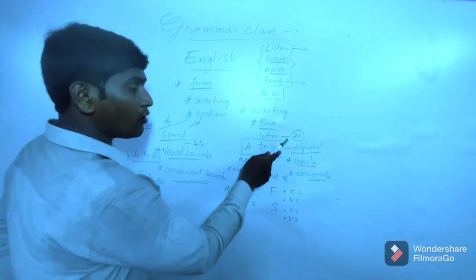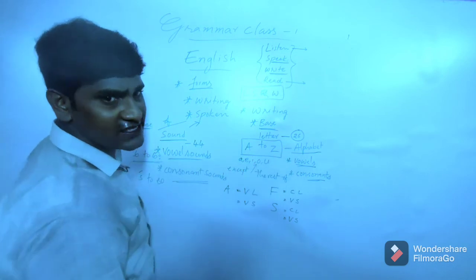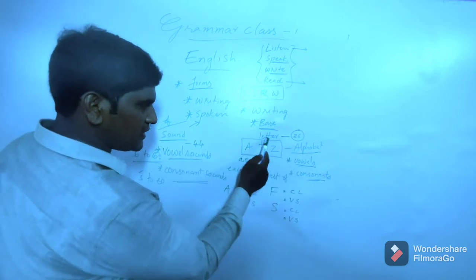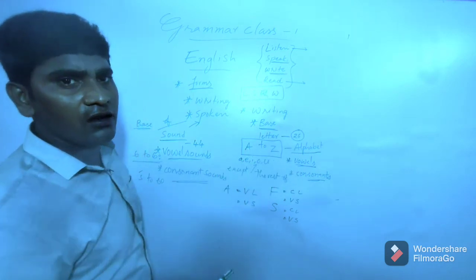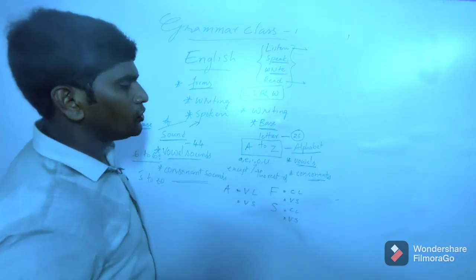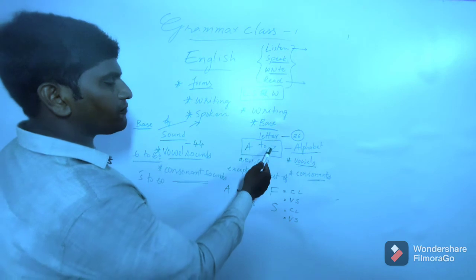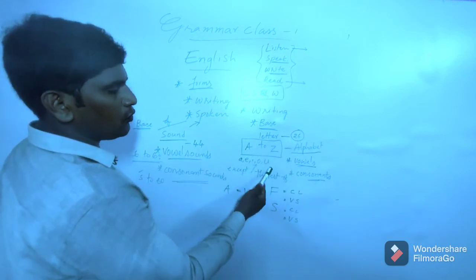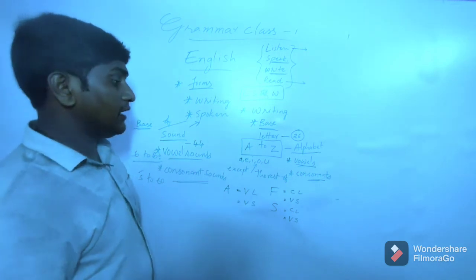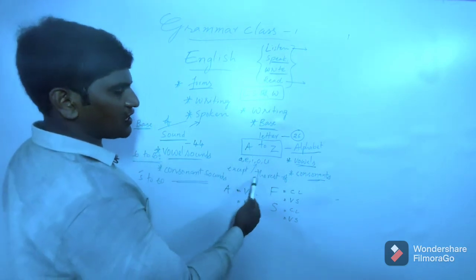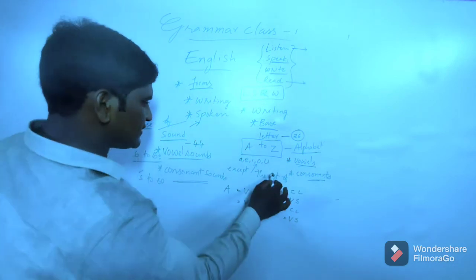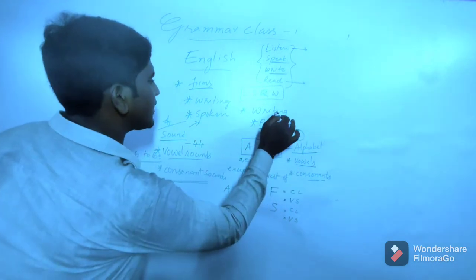In the English language, how many letters do we have? We have 26 letters, from A to Z. These 26 letters are called the alphabet. Out of these 26, A, E, I, O, U, these 5 letters we call vowel letters. Except these 5, the rest of the letters we call consonant letters. So the letter is the base of the writing form.